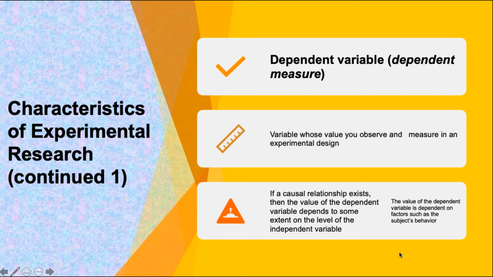Its value also depends on other factors such as participant characteristics: age, gender, level of education. Another way to think about the dependent variable is that its value depends on the behavior of the participant rather than being set by the experimenter. Let's see.